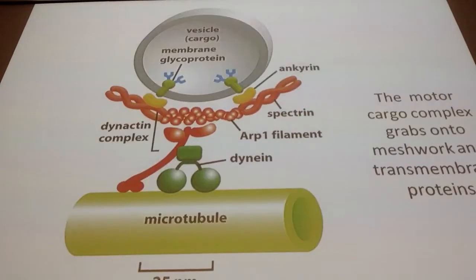Okay, and I think that should be the next slide. Yeah. So this is an example of a dynein that recognizes all of these things that are found in the cytosolic submembrane protein network, and binds to it, and that's how it knows when to move.